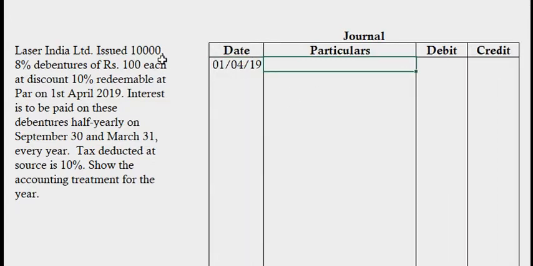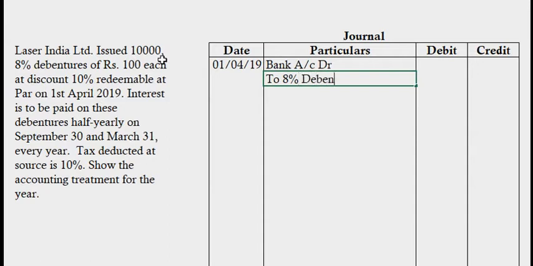So our first journal entry will be in case of debentures. First, the amount of debenture money will be received. That will be the first journal entry. So bank account debtor to 8% debentures, which is the name of the debenture.